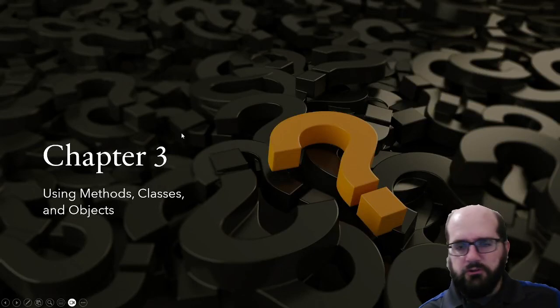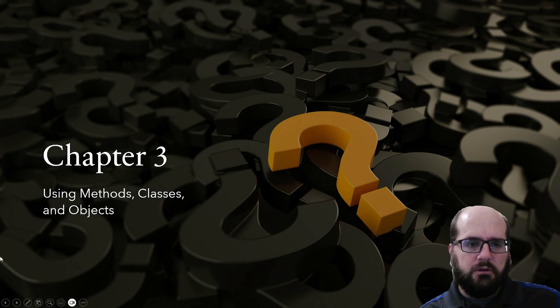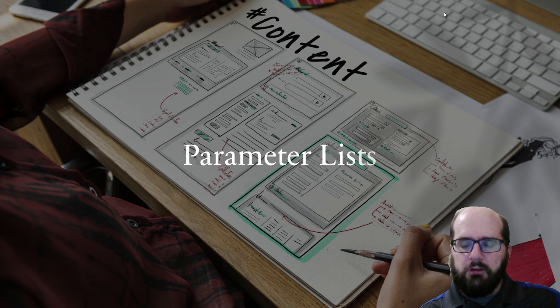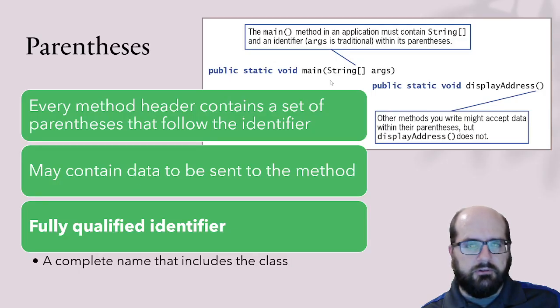As I said before, we're in Chapter 3, using methods, classes, and objects. We're now going to talk about the parameter list. I mentioned before that I call the parentheses at the end of a method name the parameter list, and that's because it is here that we define parameters. Every method header contains a set of parentheses that follow the identifier.